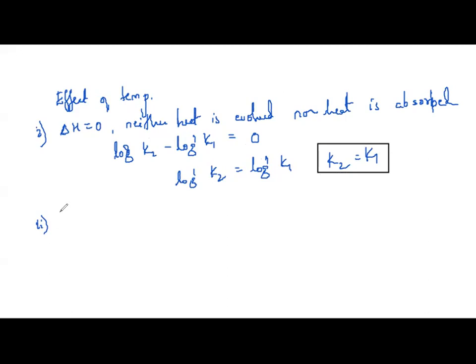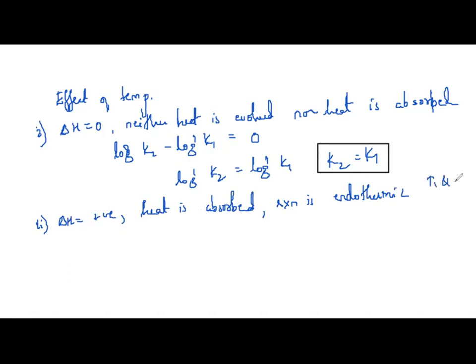Second one, if delta H is positive. What does that mean? It means heat is absorbed. So when heat is absorbed, the reaction is endothermic. If there are two temperatures, T1 and T2, which one will be higher when heat is absorbed? T2 will be greater than T1.